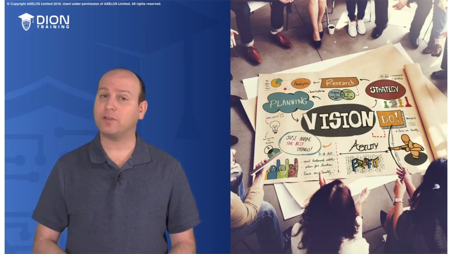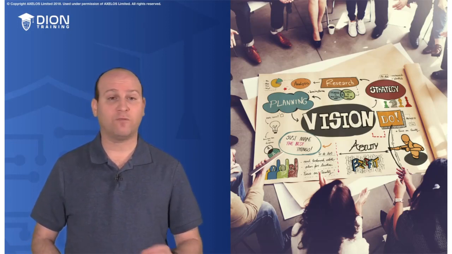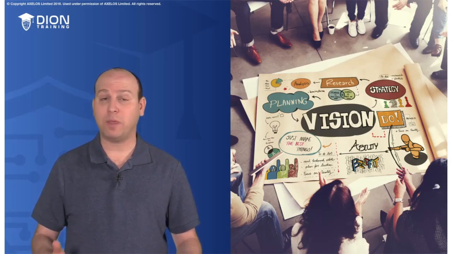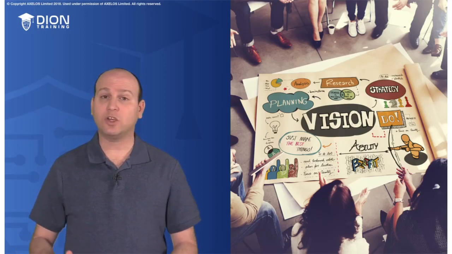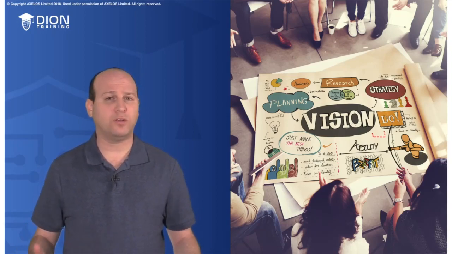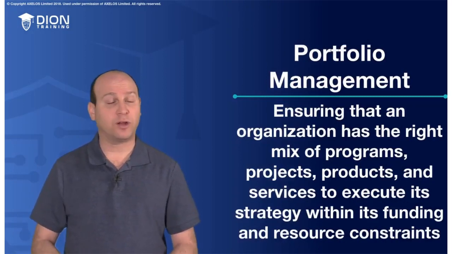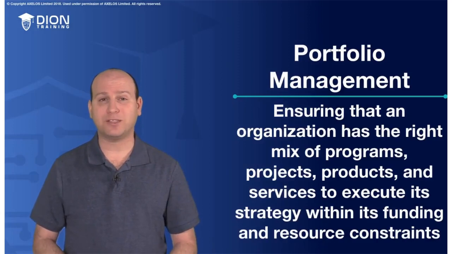So now, based on that strategy, we've assigned certain funding and resource constraints. The biggest resource constraint is really the amount of people we have that can teach this stuff and having the right people on staff to do it. And so we're limited in the amount of stuff we can do. So based on those constraints, we figure out what is the proper mix of programs, projects, products, and services to give you the best experience and give you the most bang for your buck.